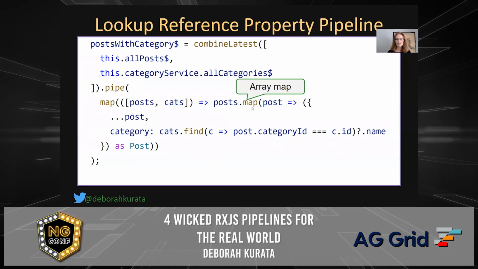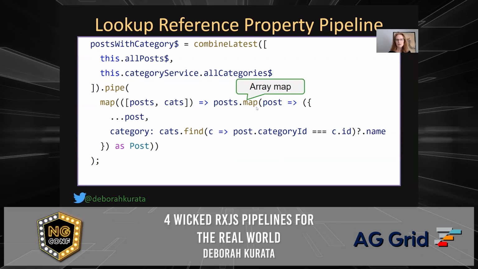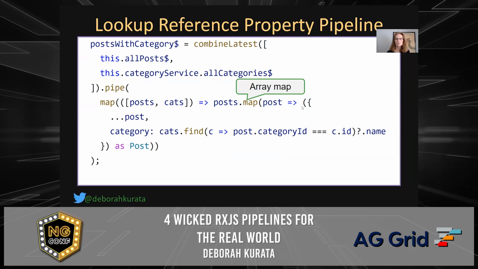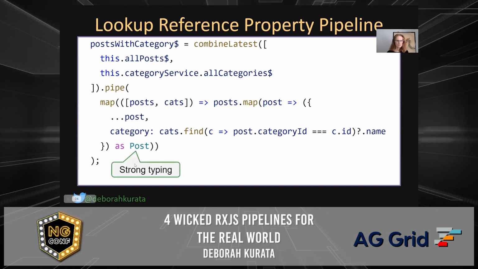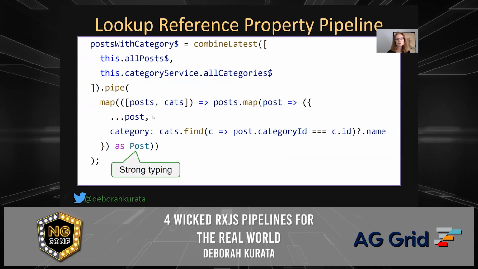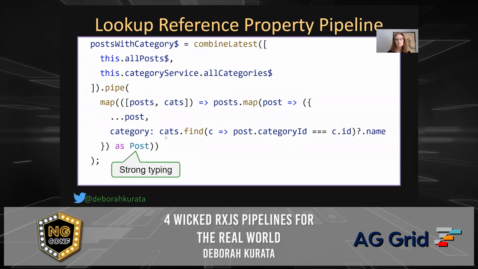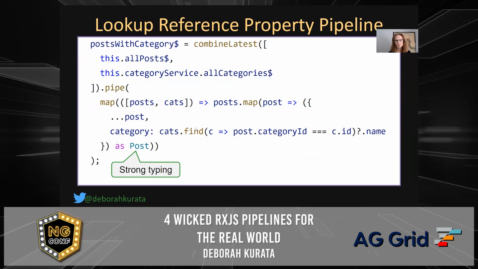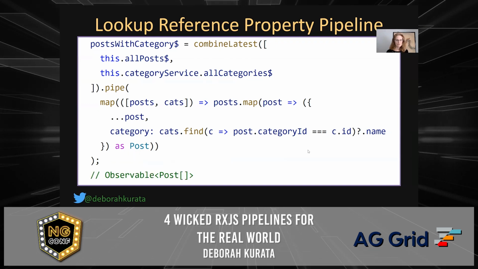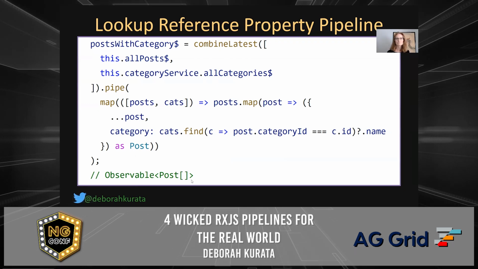Then we're using a simple array map because now this has emitted the posts for us. So we're just using that array and calling map so that we can loop through each post. For each post in that array, we are creating a new post object. So here's our strong typing, our new post object. What we are doing is we're using the spread operator to spread our existing post properties and their values. And then we're adding this category, and we're using the find method on this category array to find the matching ID and then get its name. All right, so what we end up with then is an observable that emits a post array.